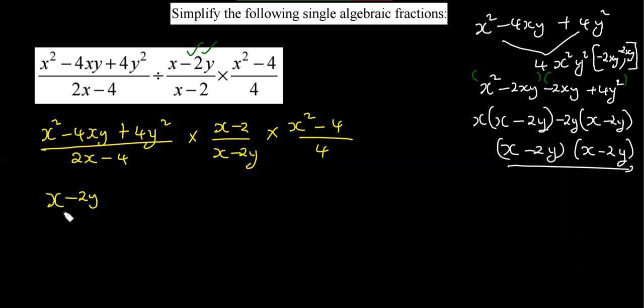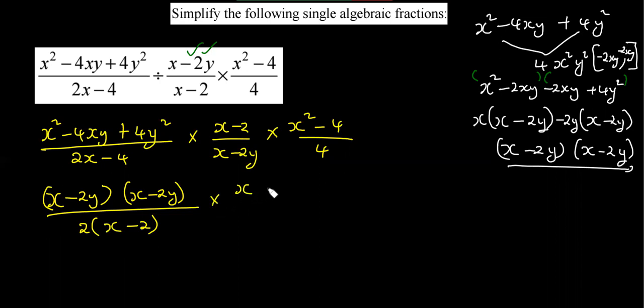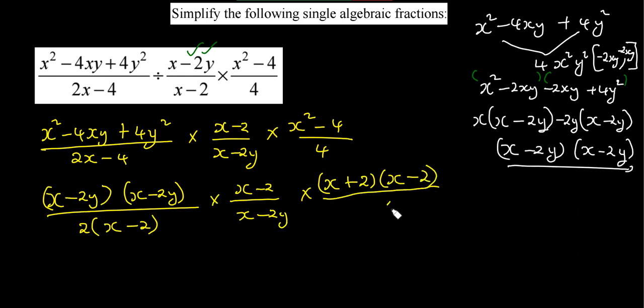Then x minus 2y, x minus 2y. Then here we go 2, then x minus 2, multiplied by x minus 2 over x minus 2y, then here multiplied by x plus 2, x minus 2. Difference of two squares, guys, don't forget. Difference of two squares, x minus 2 over 4.